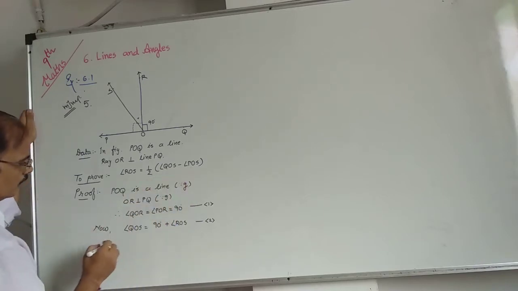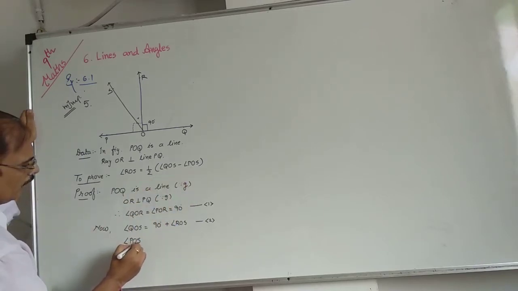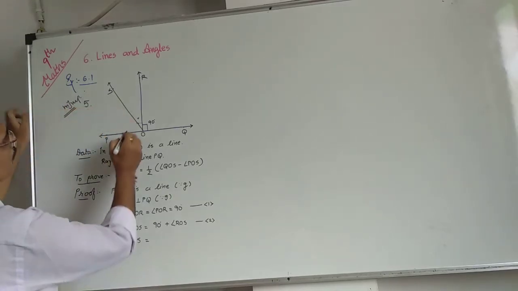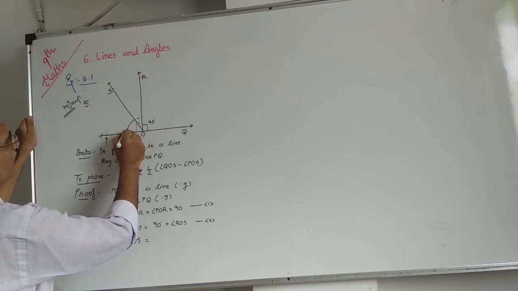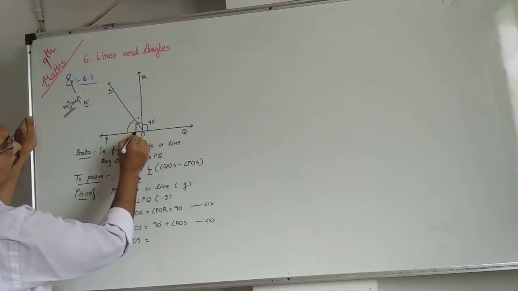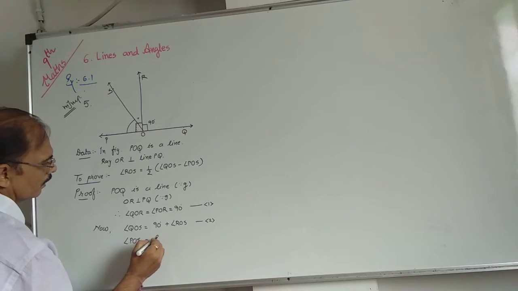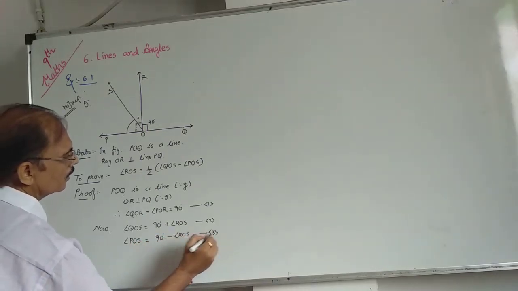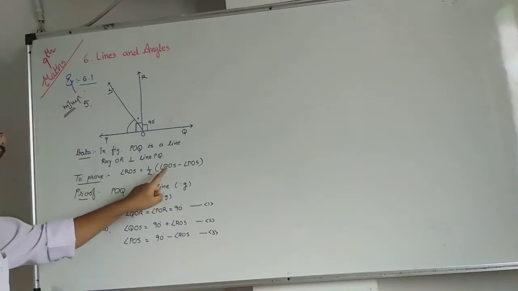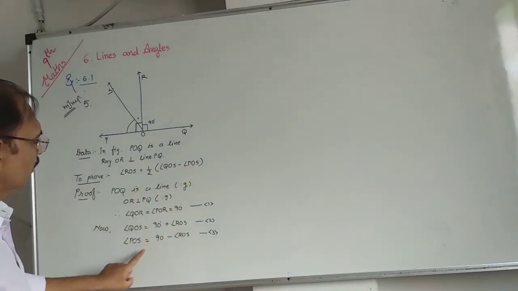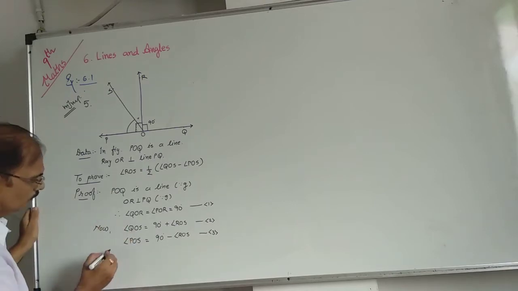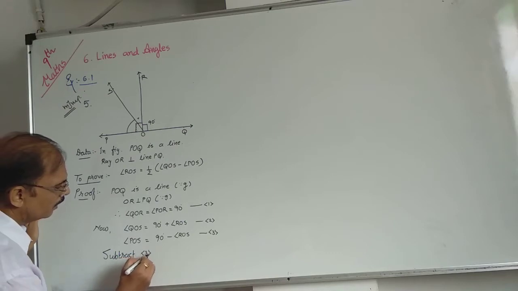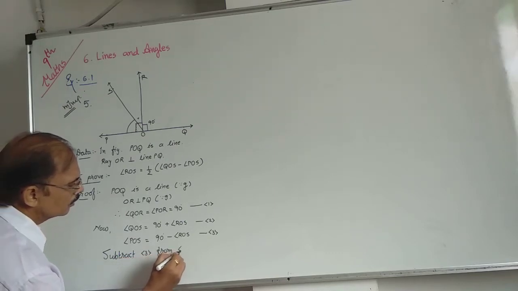I need POS also. Angle POS equals to what? POS, this angle is total 90 minus ROS. 90 minus angle ROS. This is the number 3. I want QOS minus POS. So subtract number 3 from 2.